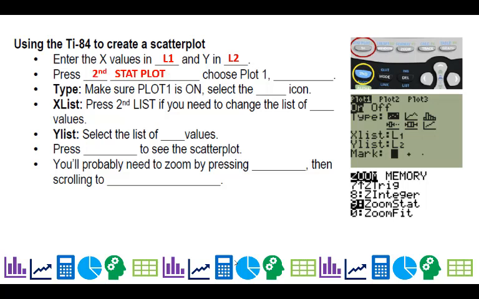Then press second stat plot right here and choose plot 1. Now make sure plot 1 is turned on. You might have to hit enter and then pick the first icon that you see.